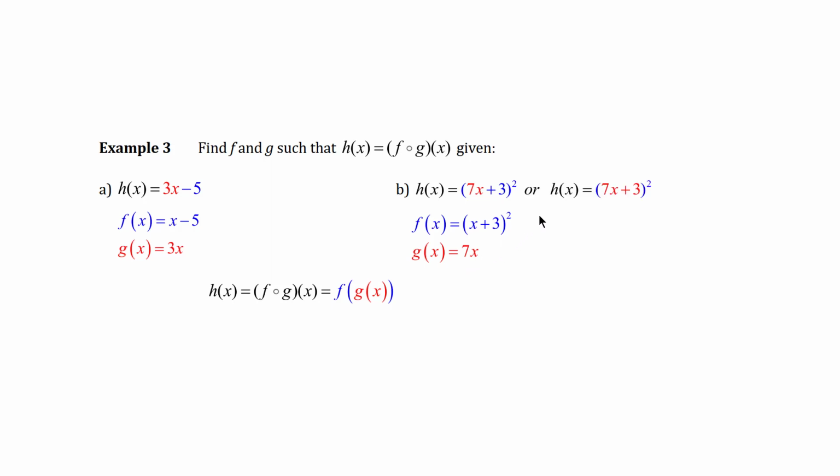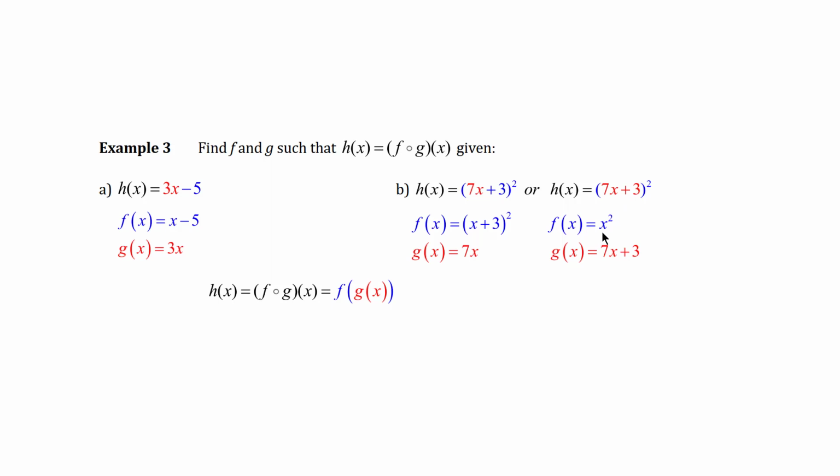So again, I have h of x equals parentheses 7x plus 3 squared, but on the inside of the parentheses, I highlighted the 7x plus 3 in red. The 7x plus 3 in red is going to represent my g of x. Now before we substituted in the 7x plus 3, there used to be an x there. So the function for f of x in blue is x squared.